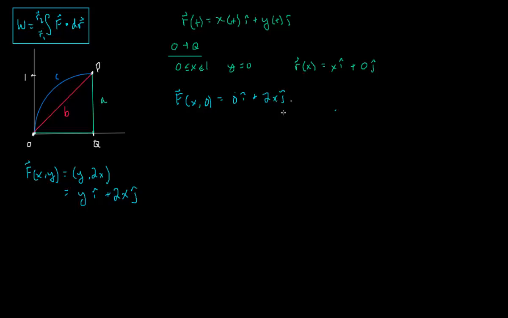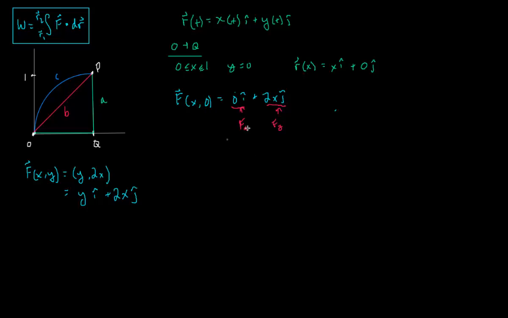This is a vector. It is equal to a 0 in the i hat plus a 2x in the j hat. And before I go any further, I want to take a look at what these two break down to. All right, so what I have here is my f of x, or fx. So that would be f in the x direction, and I also have fy.